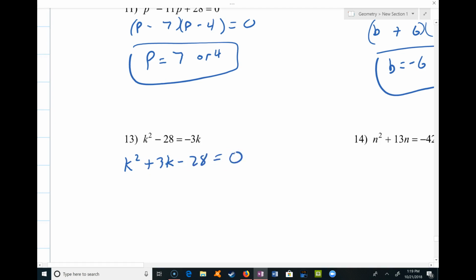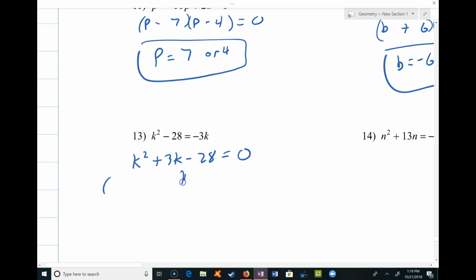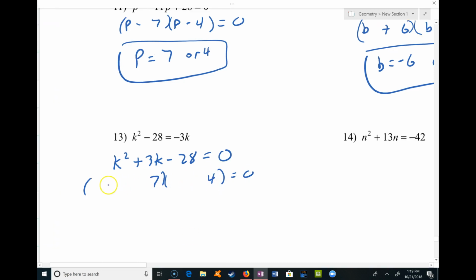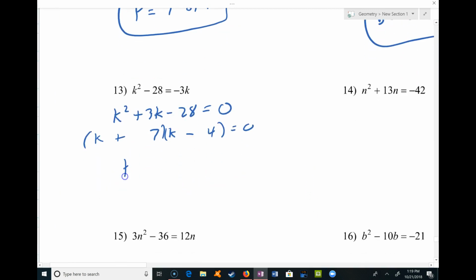And looking for factors of 28, I have a difference of 3. That'd be 7 and 4. Yep, 7 and 4. We want this 7 to be positive and the 4 to be negative. So then if we jump to the solution, that would be k equals -7 and k equals 4.